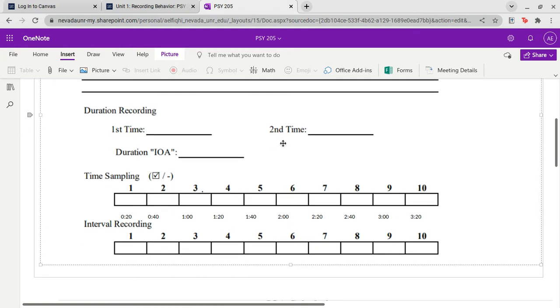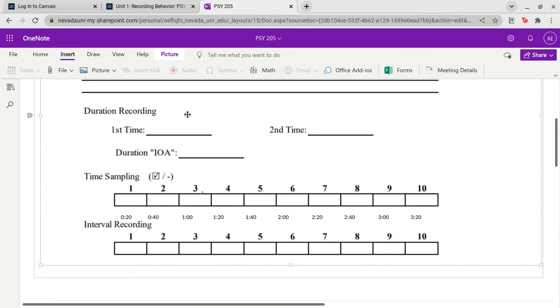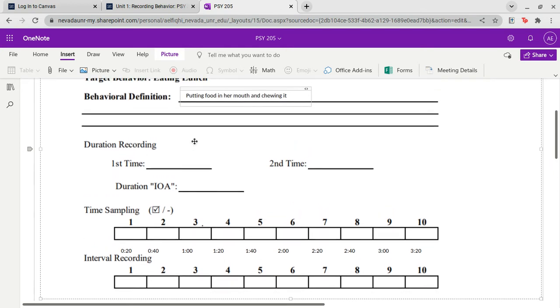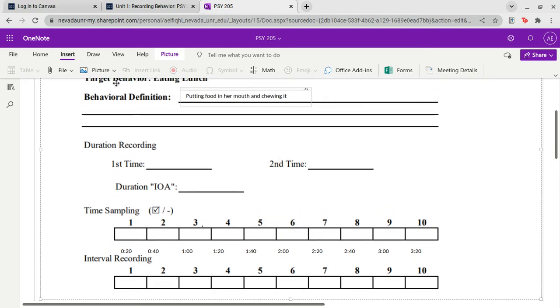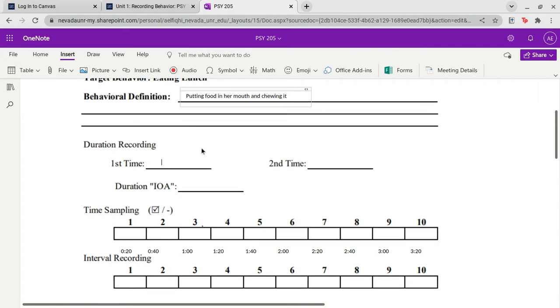Okay, so the next step you want to do is the duration recording. For this one, you're going to watch the whole video, and anytime you see her engaging in the behavior the way you defined it, you're going to time it from the beginning, the onset of the behavior, to the end, the offset, and then you're going to do that throughout the whole video. So let's just say, and these numbers are not exact.